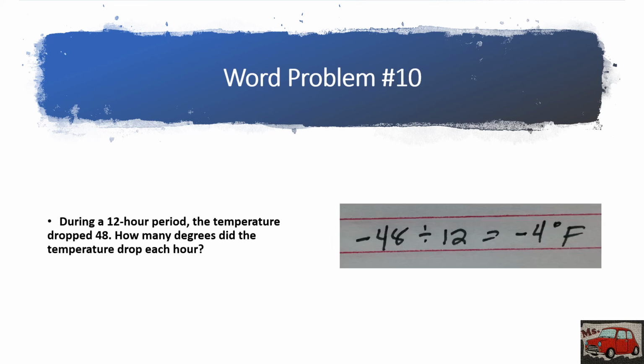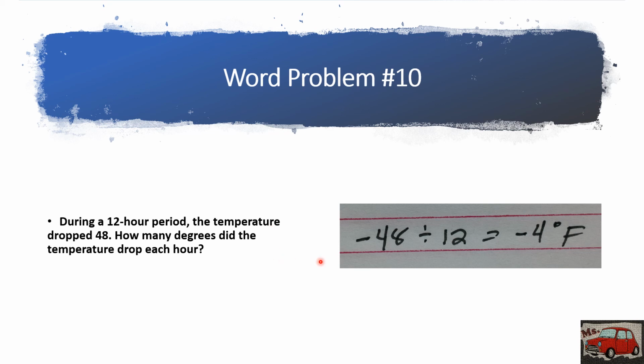During a 12-hour period, the temperature dropped 48. How many degrees did the temperature drop each hour? Okay, so ang nangyari, bumaba ng 48 degrees yung temperature during 12-hour period. So, yung aalamin natin is ilang degrees yung ibinababa kada oras.